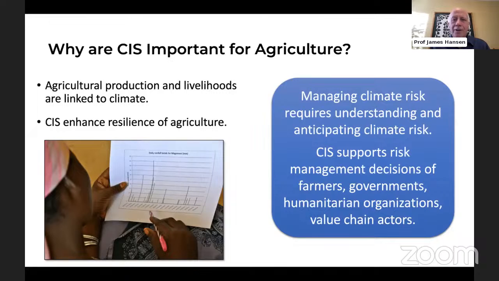And we can infer that managing climate risk is important for agriculture as well. But managing climate risk requires understanding and anticipating that risk. Climate information services make that possible. They can support risk management decisions by farmers, governments, humanitarian organizations, agricultural value chain actors. And by doing so, climate information services are a mechanism to enhance the resilience of agriculture.